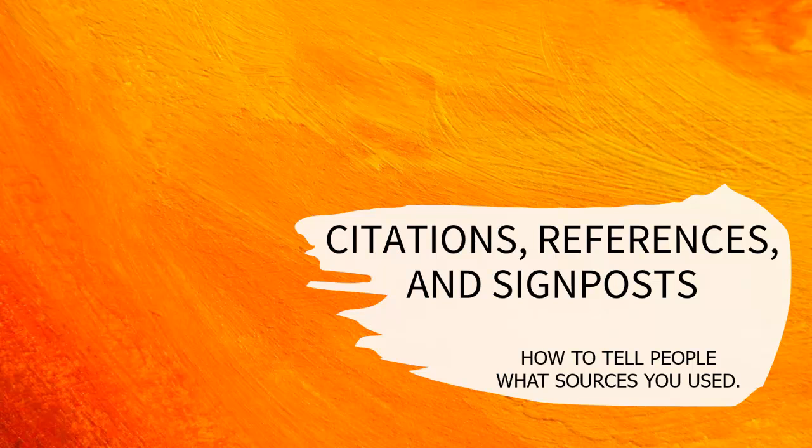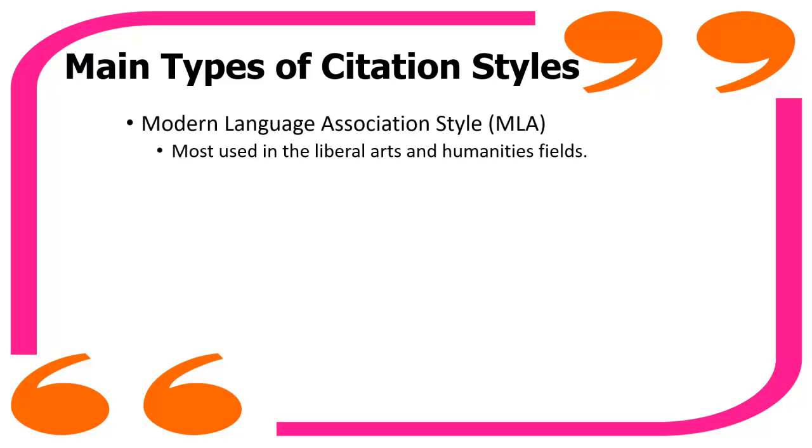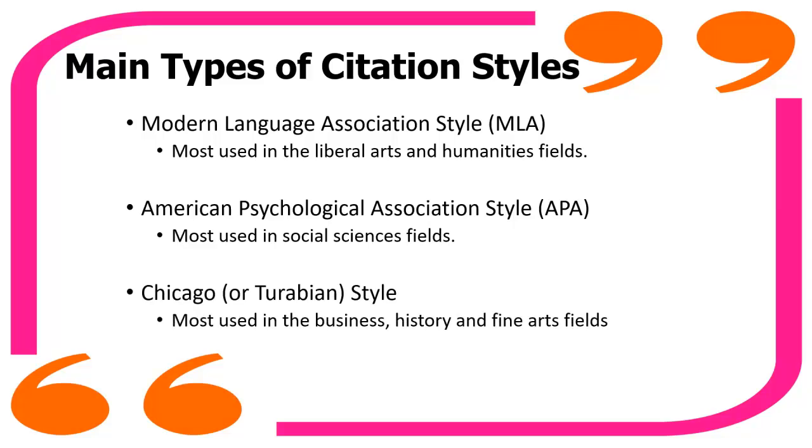This video will cover citations, references, and signposts, or how to tell people what sources you have used. We will cover three main types of citation styles: Modern Language Association Style, or MLA, which is the most used in liberal arts and humanities fields; the American Psychological Association Style, or APA, which is most used in the social sciences fields; and Chicago or Turabian style, which is most used in the business, history, and fine arts fields.